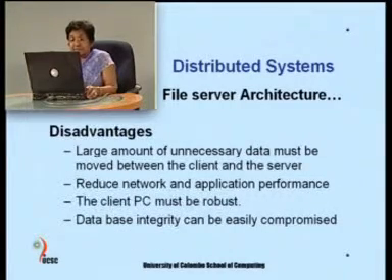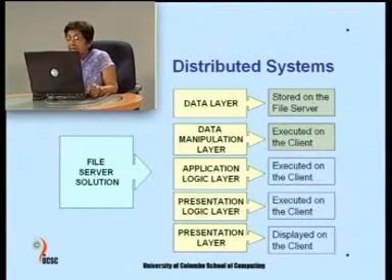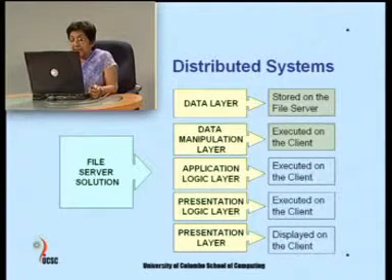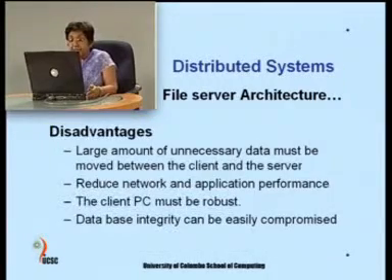The disadvantages of this are, first, a large amount of unnecessary data must be moved between the client and the server. So, usually when the clients need data, a whole lot of data which may not be really necessary for the client may also be moved from the file server to the client. Second, reduced network and application performance, because you are sending a lot of information through the network, it may reduce the performance. Third, the client PC must be very robust. Robust means it must be very powerful and dependable, because, you can see, the data manipulation layer, application logic layer, presentation logic layer and presentation layer are all executing on the client machine. Therefore, the client PC must be a very robust machine. Fourth, database integrity can be easily compromised. Integrity means the actual dependability of the database can be compromised, because even unnecessary data may go to the clients.